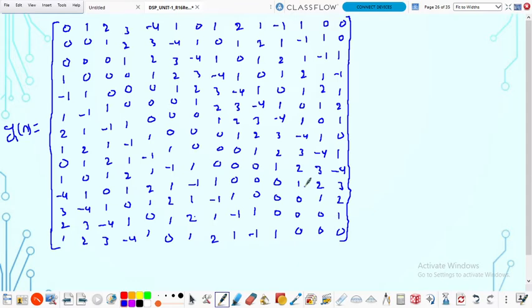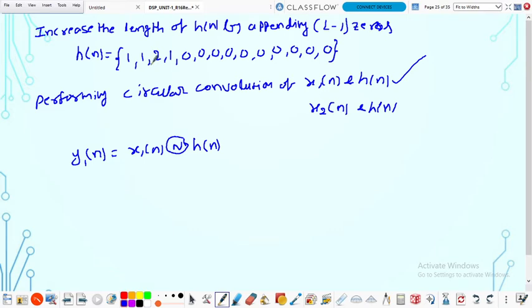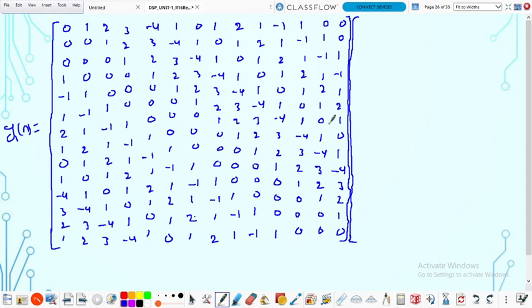That is, the sequence x1 of n is arranged in matrix notation and multiplied with h of n. So what is the sequence h of n? The sequence h of n is 1, 1, 2, 1 and the remaining are all zeros. That is a column matrix: 1, 1, 2, 1 and the remaining ten zeros: 1, 2, 3, 4, 5, 6, 7, 8, 9, 10.